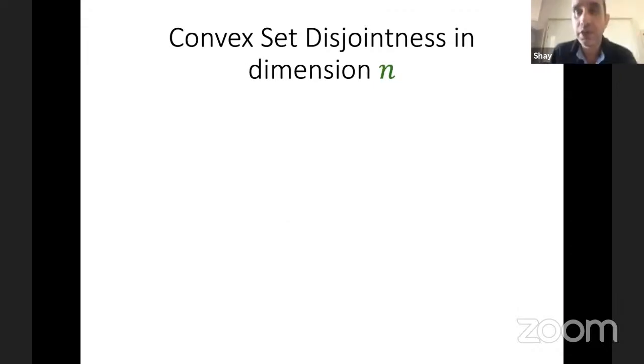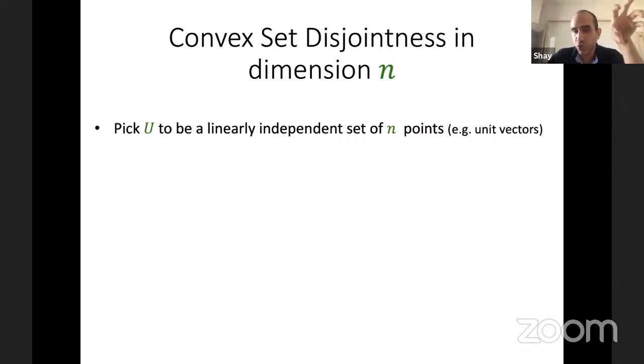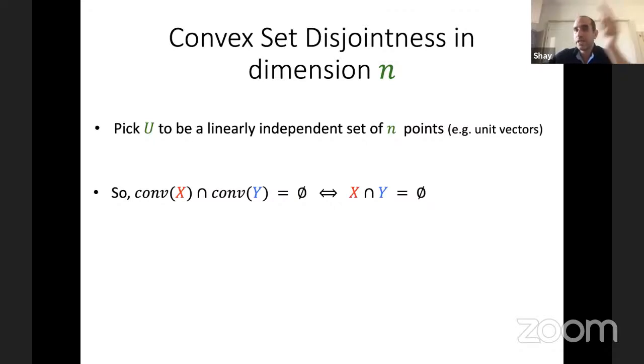So imagine now that we live in n dimensions. So the domain is in n dimensions. Then we can pick the domain U to consist of n independent vectors. I can just take all unit vectors, for instance. This would be the domain. And once the vectors are linearly independent, then we have this property that the convex hulls are disjoint even only if the sets themselves combinatorially are disjoint.